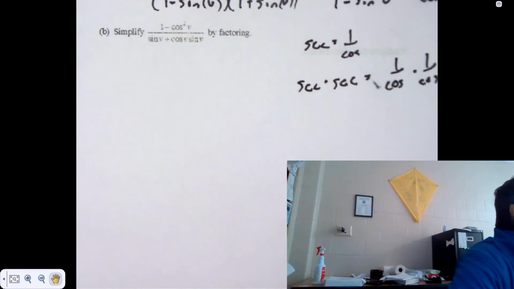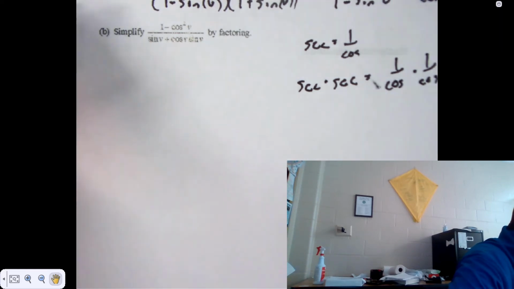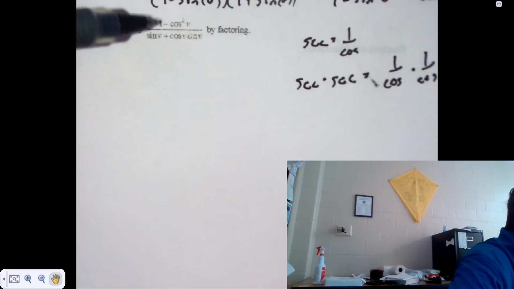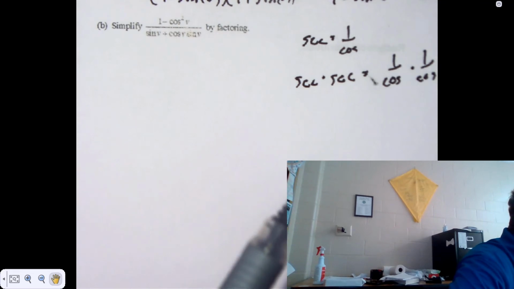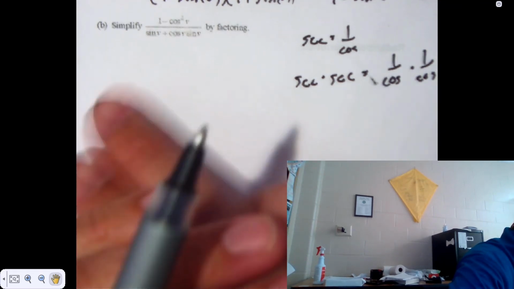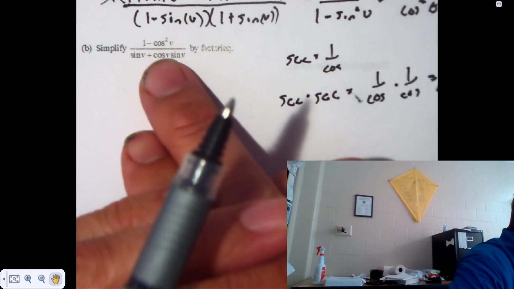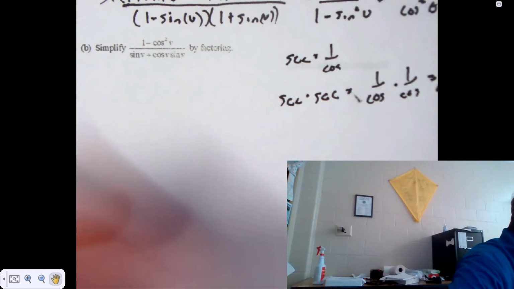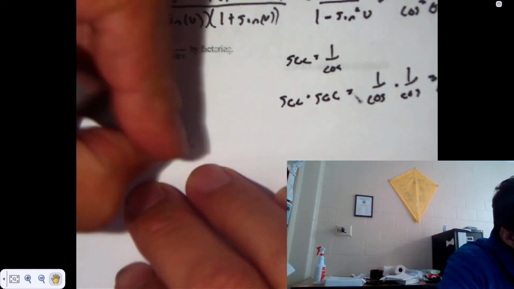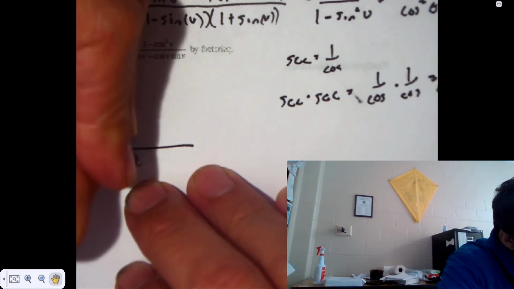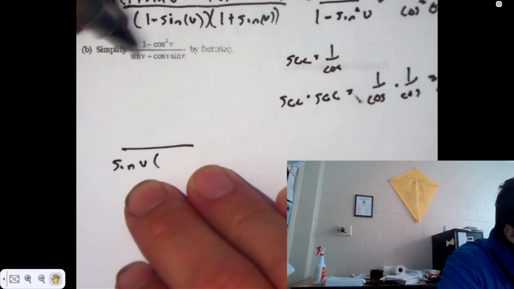By factoring. Oh, that still applies? Oh, no. I see a difference of 2 squares up top. Bottom's actually easier to factor. Let's start there. Start small. What do both pieces possess? If you just focus on the denominator, they both possess sine of v. So you can pull out that sine of v. And you'll be left with 1 plus cosine v.